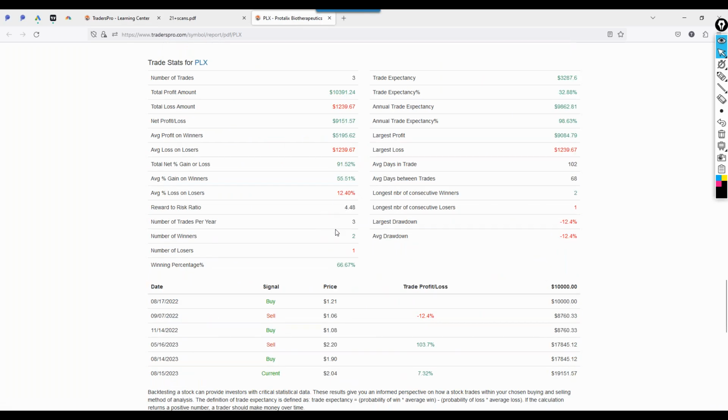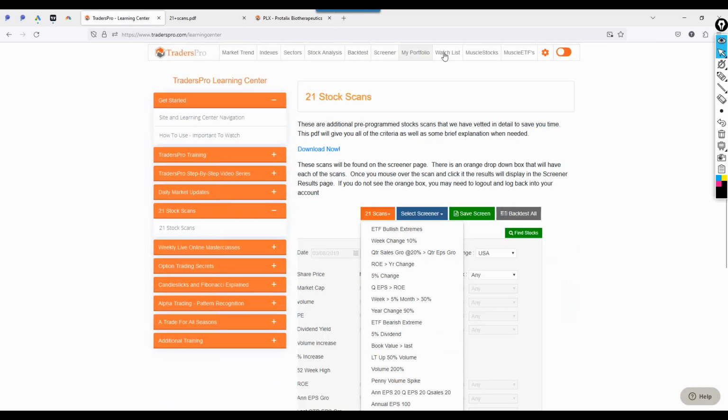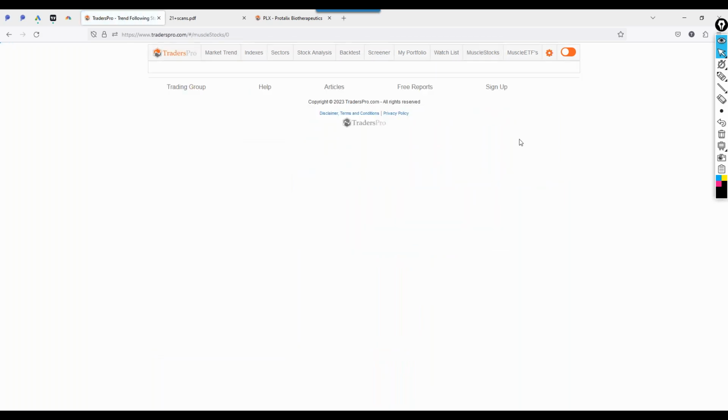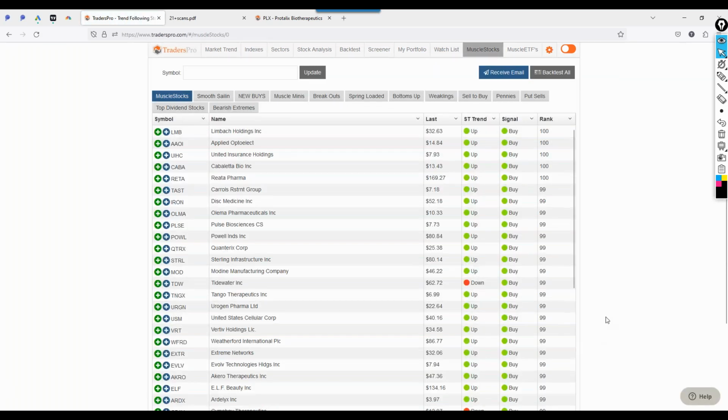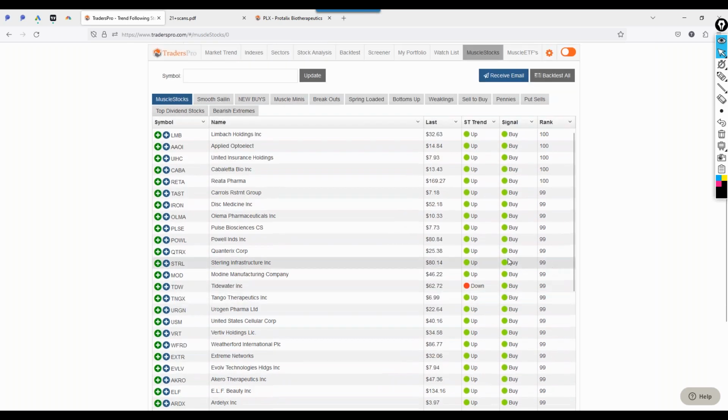So I want to just cover the back test, because the back test is how stocks react inside of the TradersPro method. The TradersPro method, in terms of the buy sell indicators, is a fixed method. So some stocks are not going to work on it. Some stocks will work very well. The stocks that do work the best are obviously the ones that have high ranks. Okay, these are the ones that are working. These are the ones I'm the most interested in anyway, because these are the stocks that are moving higher.